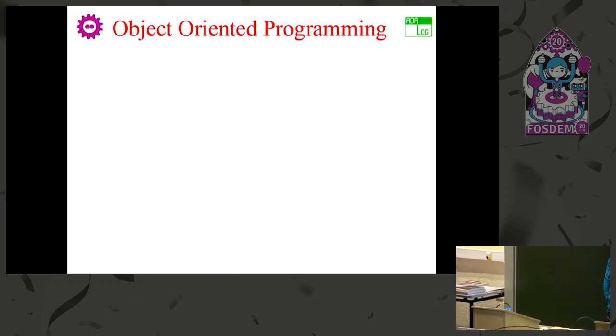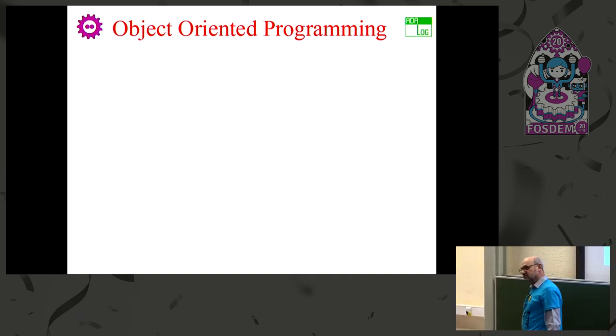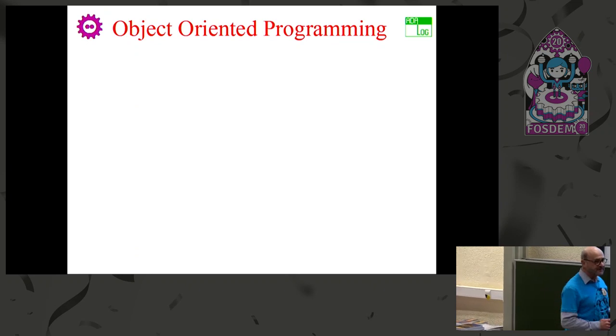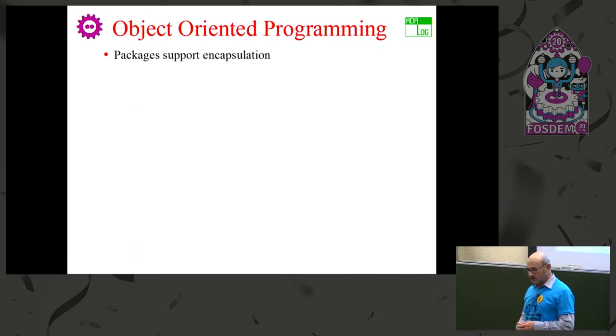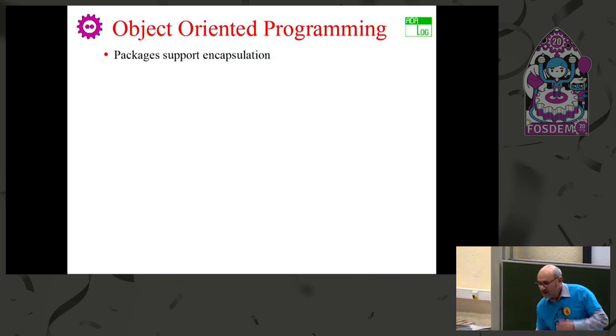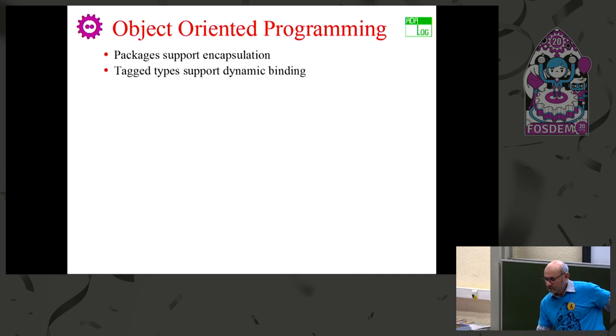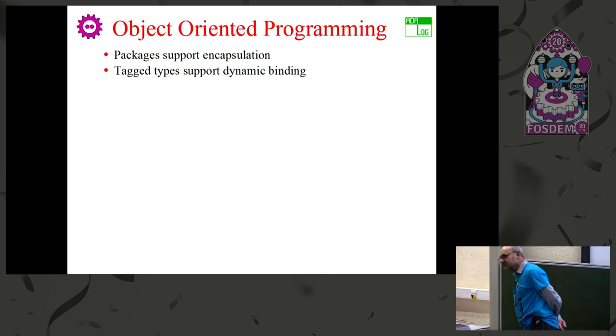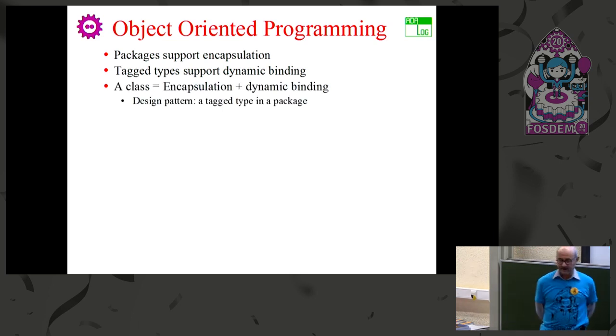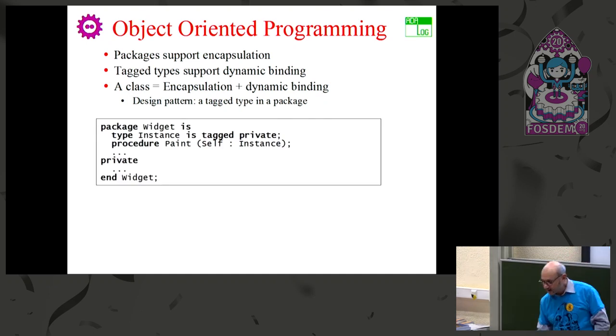Object-oriented programming. Be careful, the model of Ada is somehow different from what you may know from other languages. That's where you see the building block approach. We have seen that packages support encapsulation. There is a special kind of type called tagged types that support dynamic binding. A class is a type with dynamic binding, which is encapsulated. Therefore, it's a design pattern in Ada. It's a tagged type within a package.